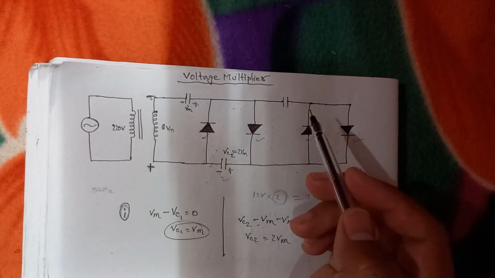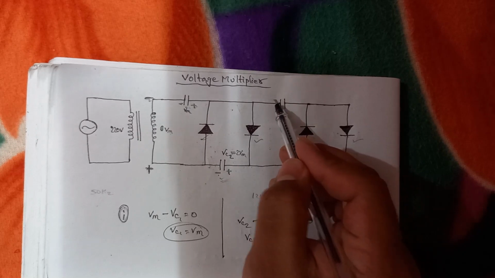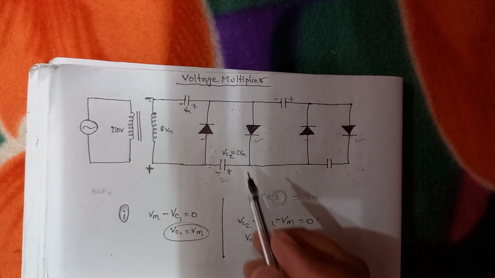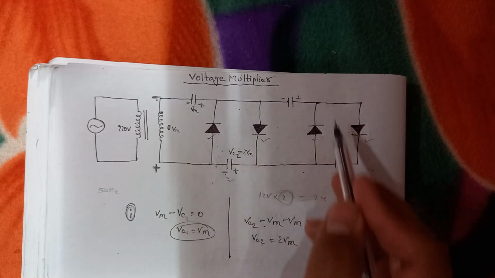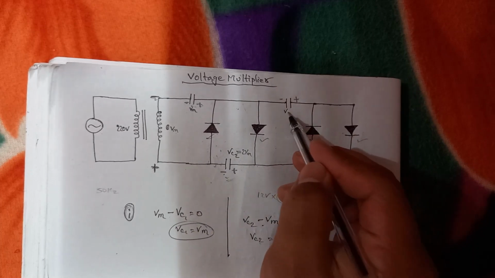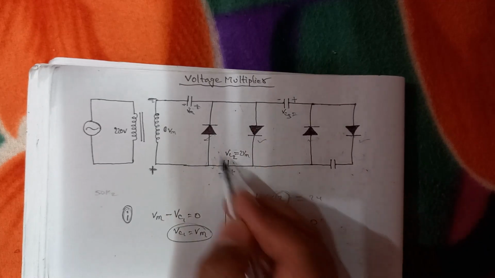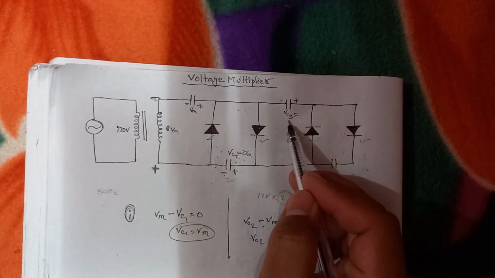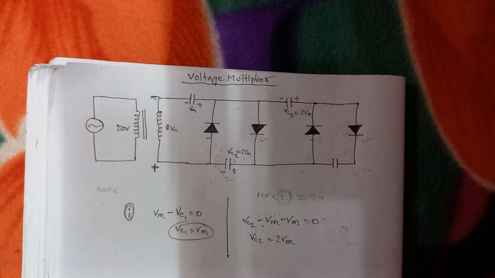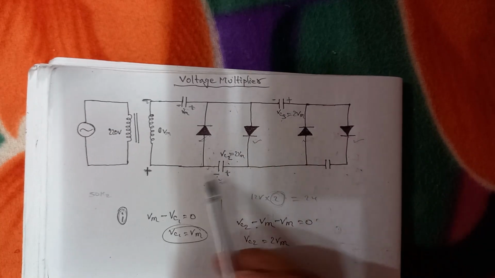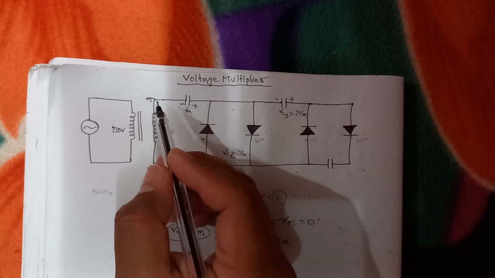Okay, in this case we can say that this capacitor is negatively charged and this one is positively charged. Again, if we apply Kirchhoff's voltage law over here, the value of Vc3 will be equal to this one, because 2Vm minus Vc3 is equal to 0. Again, Vc3 will be equal to 2Vm. Okay, and after this we will see the next polarity.